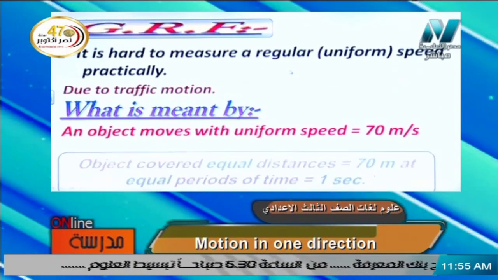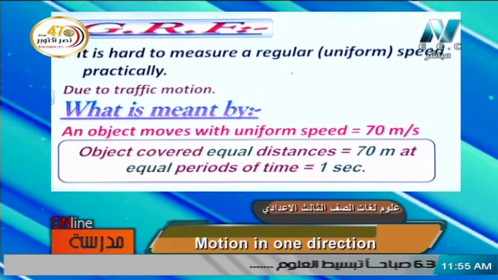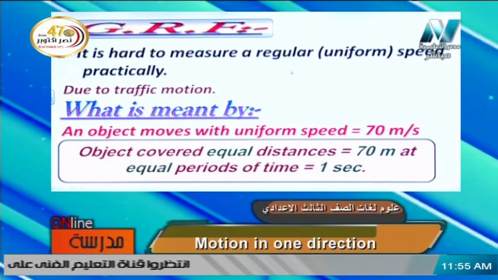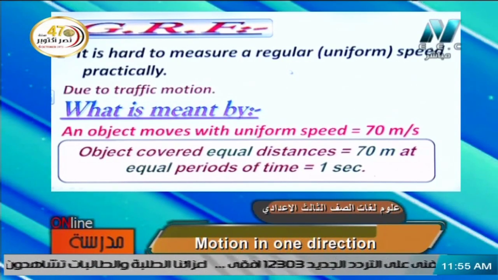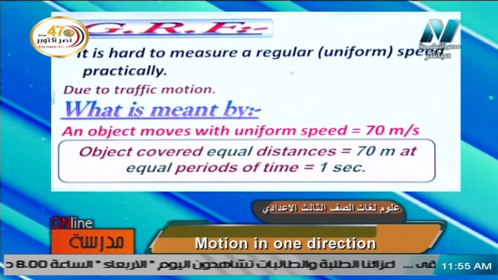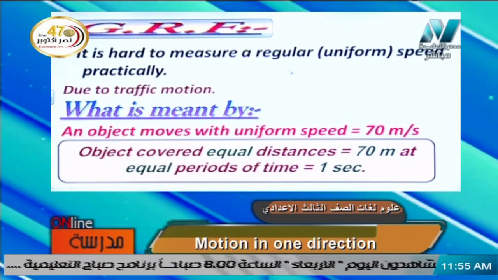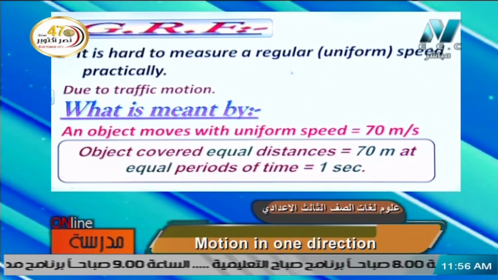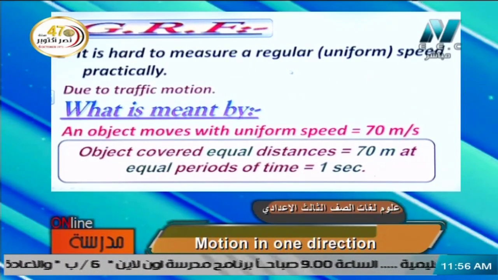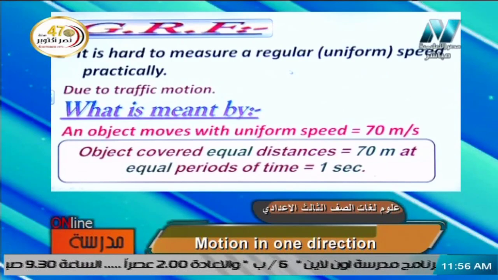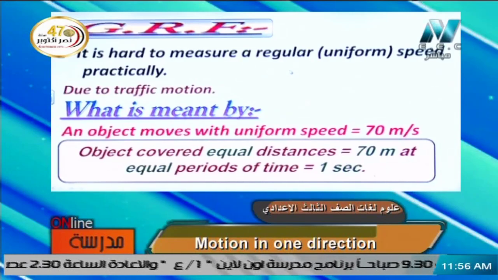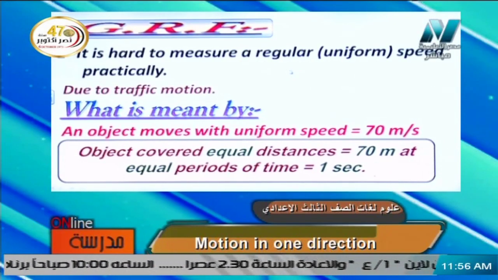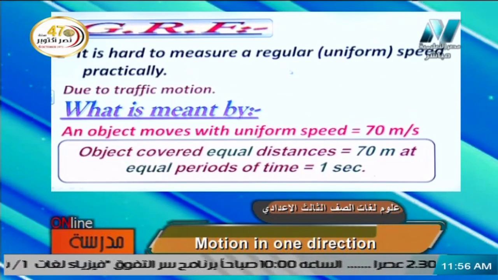How come? The object covered equal distances, and the distance here equals 70 meter, at equal periods of time equal 1 second. So if we talk about any definition, we will use the definition, but at the same time we use the numbers. The measuring unit of distance here in this example is meter, and the measuring unit of time is second. So the object covered equal distances equal 70 meter at equal periods of time equal 1 second.